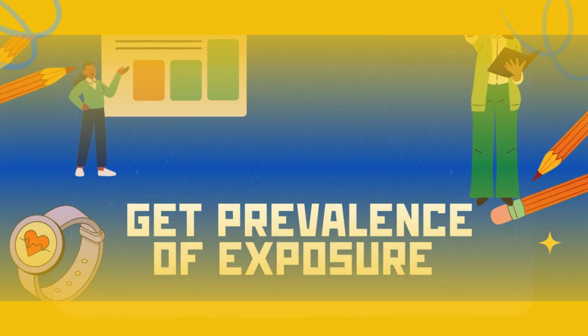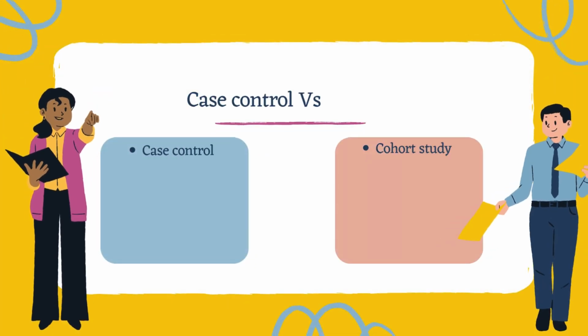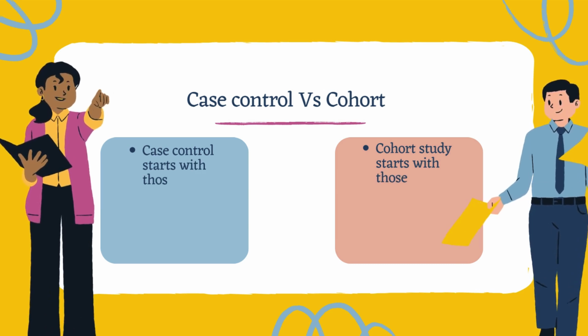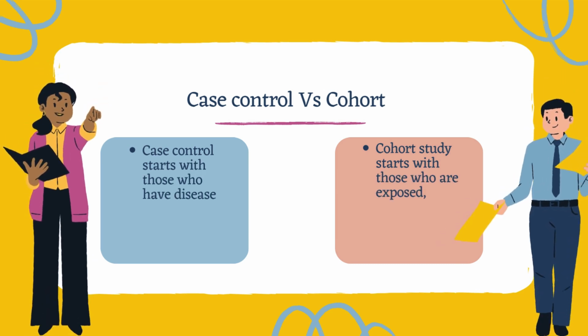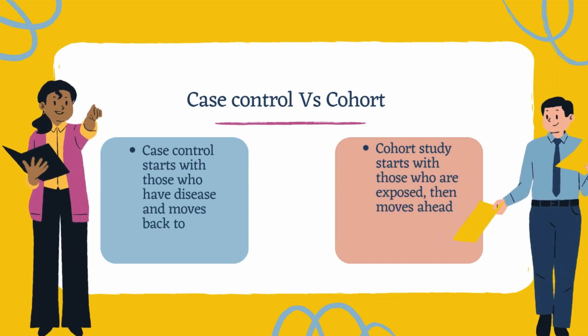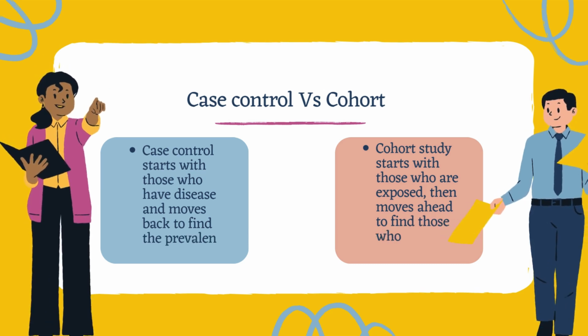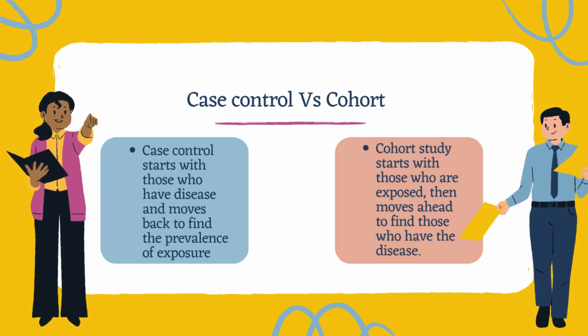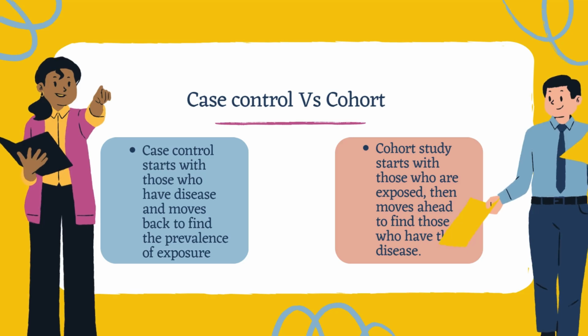So the difference between the case control and the cohort is that the case control starts with those who have disease and moves back to find the prevalence of exposure, while the cohort study starts with those who are exposed, then moves ahead to find those who have the disease.